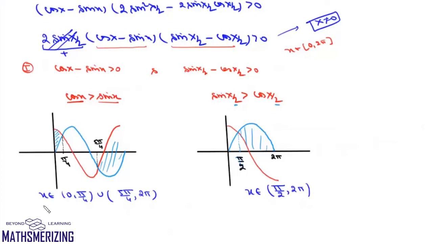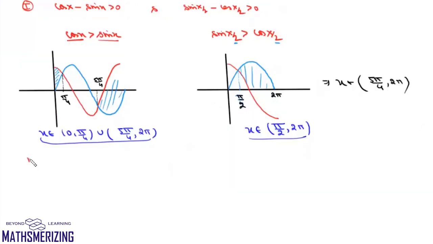So now what's common between the two intervals? The region which is common between the two intervals is from 5 pi by 4 to 2 pi. So from this first case, the condition that we'll get is x belongs to 5 pi by 4 to 2 pi.